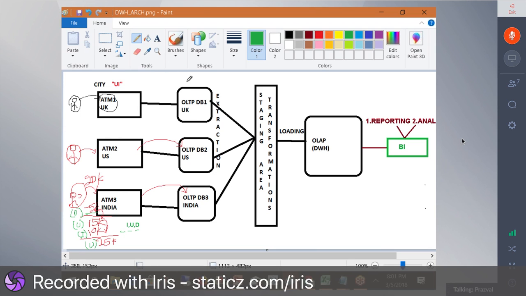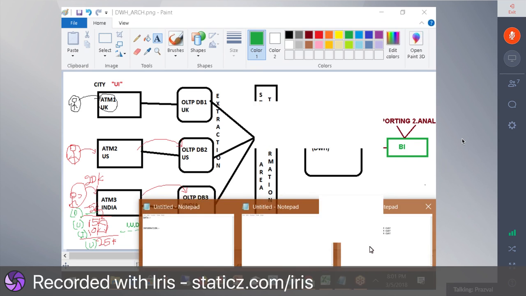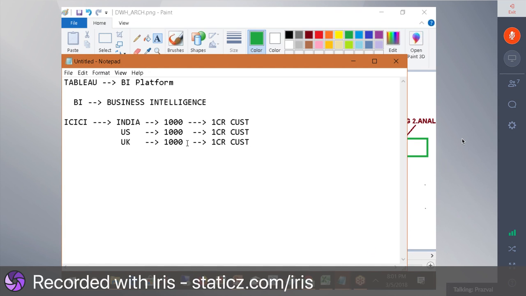Now, what is OLTP storing? Transactional data. What is the end goal here? They want to compare one country's information or business with other countries. So who wants to compare? The management of ICICI Bank. The management means some humans want to compare.